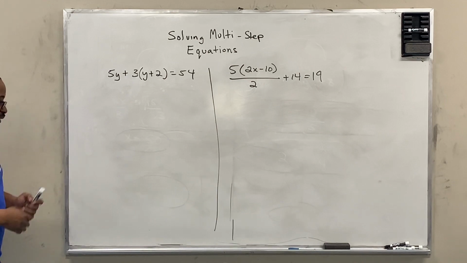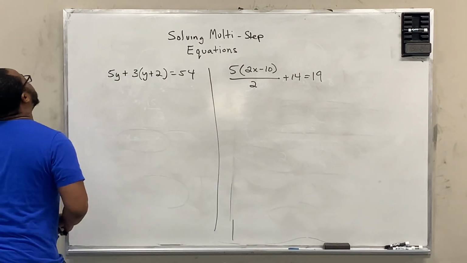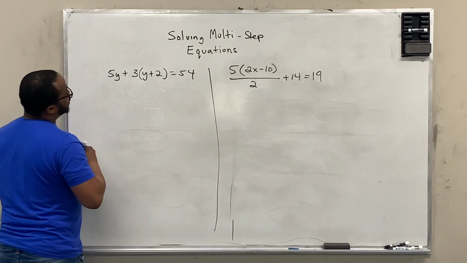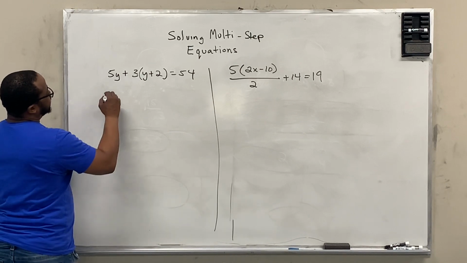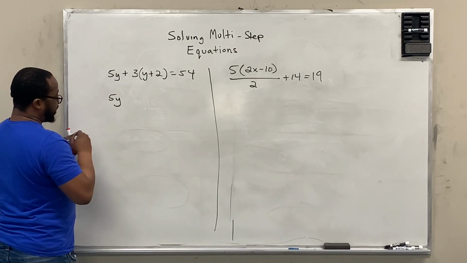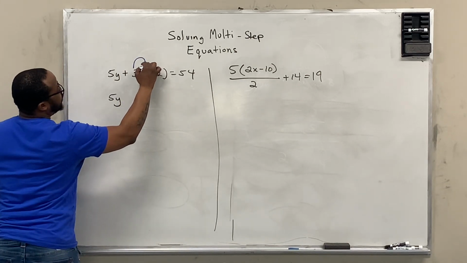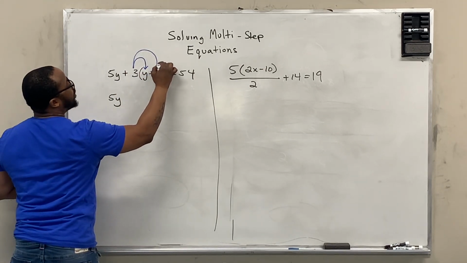Okay, so the first thing we're going to do here is distribute the 3 across the y and to the 2. First, let's write the 5y, because rewriting is a very important part of algebra. Now, 3 times y, and then we have to distribute it to 3 times the positive 2.